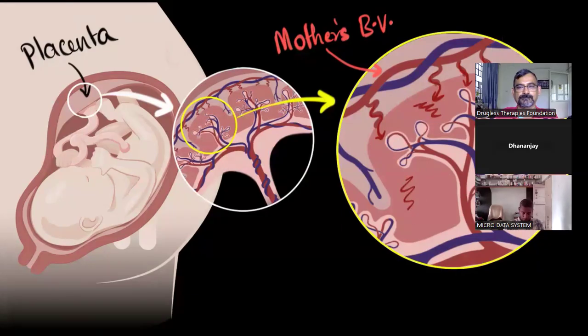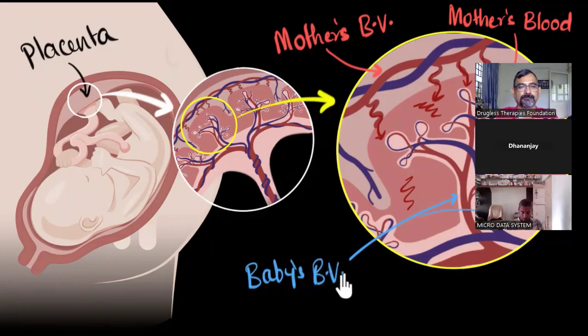So this is where you'll have, let me write that as well, this whole region contains mother's blood. So this will be the mother's blood that fills up this entire space. And then these are the baby's blood vessels. So these, let me write that in blue, these represent the baby's blood vessels.